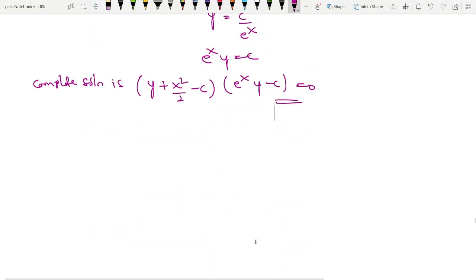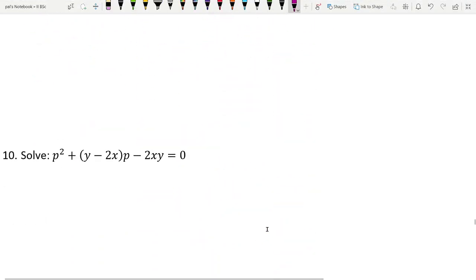Here take one more example of the same type. p square plus (y minus 2x) into p minus 2xy is equal to 0. So every time don't try to solve the quadratic equation or use the method of completing the square. Just think over how to factorize as it is. If it is not possible, then only use the method of completing the square or the quadratic equation technique to factorize this one.